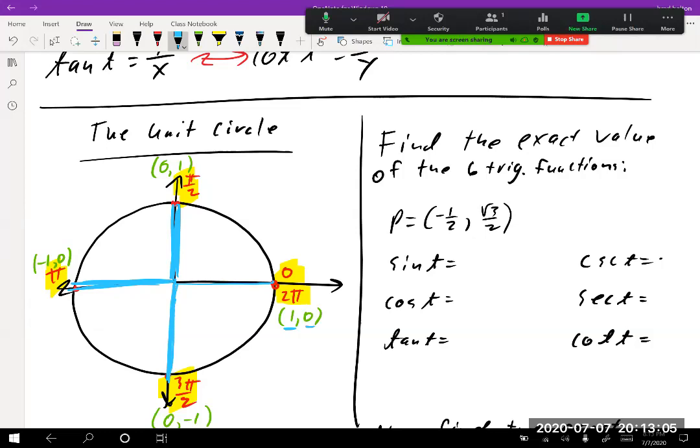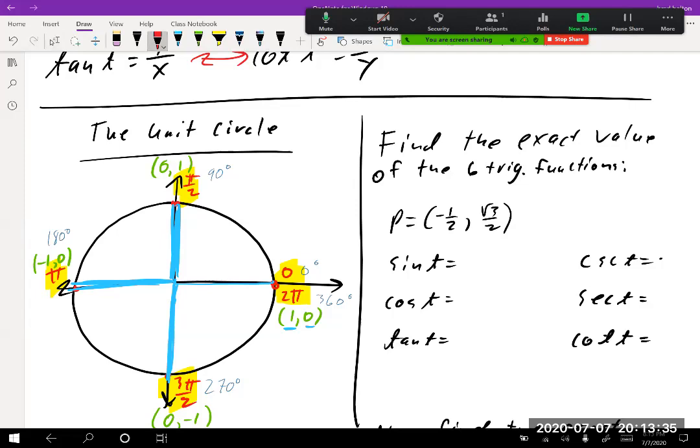Each one of these is 0, pi halves, pi, 3 pi halves, and 2 pi. I wrote them in radians. If you want to write them in degrees, this is 90 degrees, this is 180 degrees, this is 270 degrees, this is 360 degrees, this is 0 degrees. I like to work with both. You want your mind to be able to hop back and forth between radians and degrees all the time. It just makes everything so much easier for you.